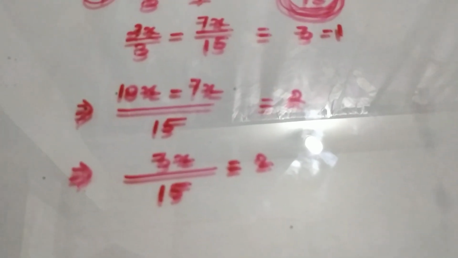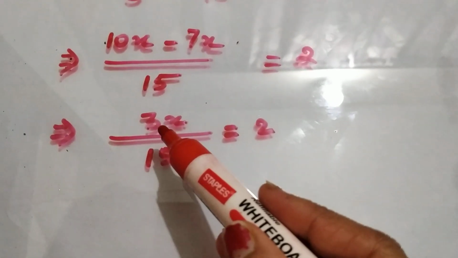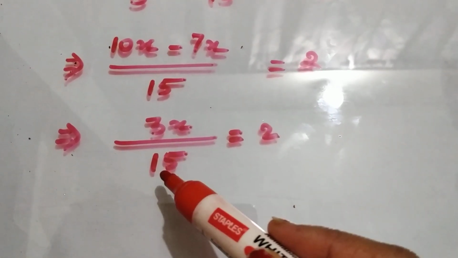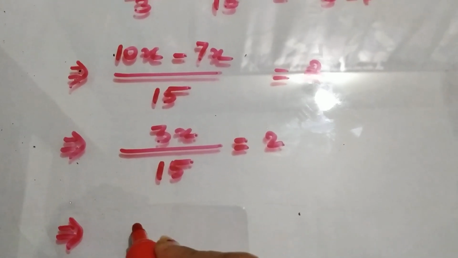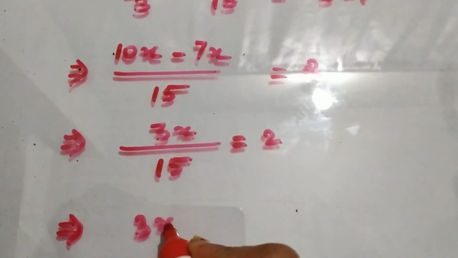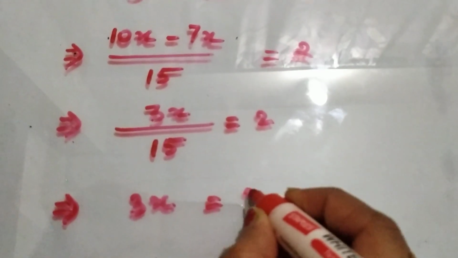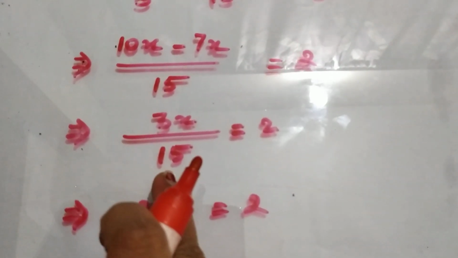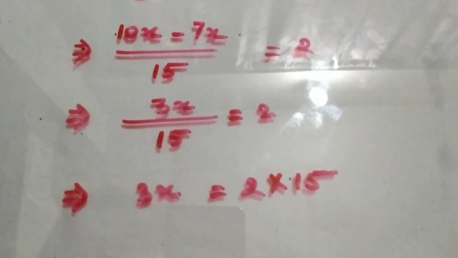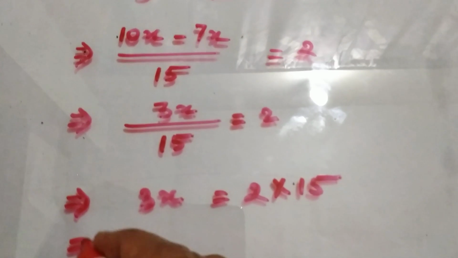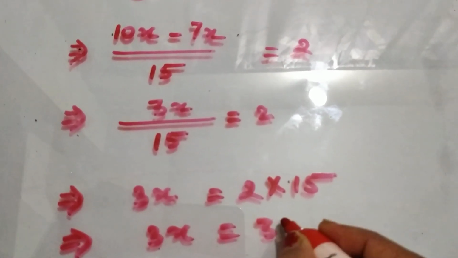Now you studied, 3x by 15 equals to 2. 3x you study together, so put it together. 15 is in divided form, so it will become multiplied form. So 3x is equal to 30.